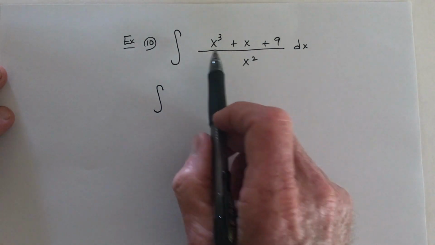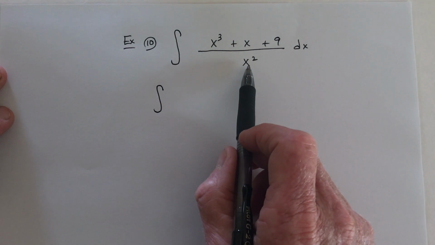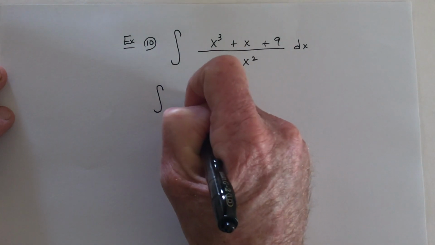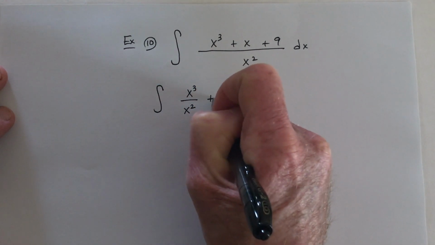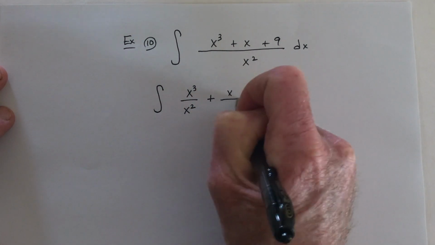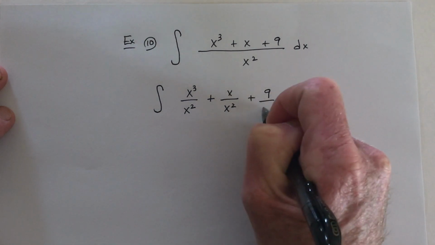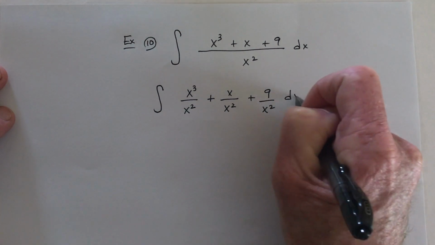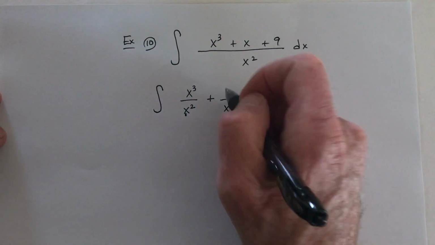Basically it's saying this and this and this have to be divided by x squared. So you could actually do it individually: take the x cubed, divide by x squared. Then in the middle, take the x and divide by x squared. And then go to the 9 and it gets divided by x squared.